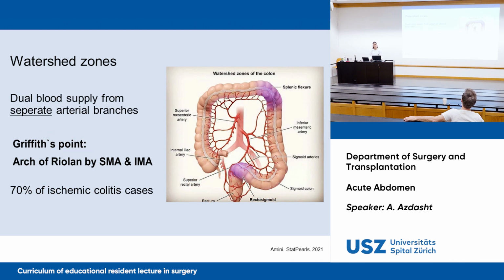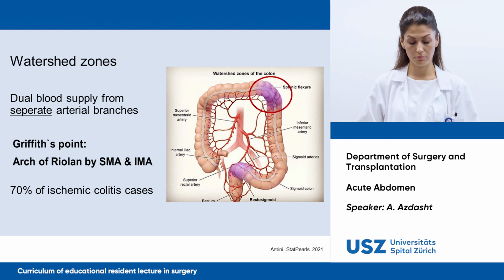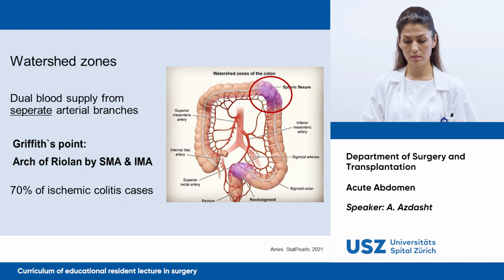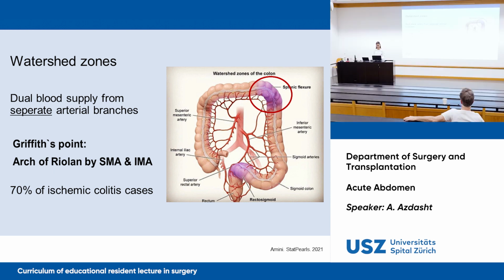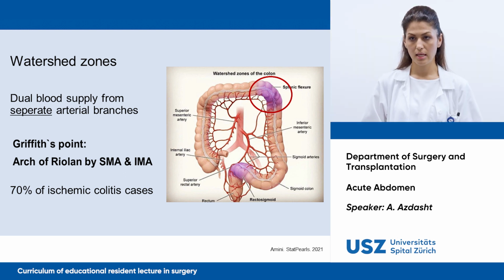In the colon, you find so-called watershed zones, watershed areas, including the splenic flexure, which is called the Griffiths point, and also the rectosigmoid junction, which is called the Sudeck point. And this means that these are regions that are supplied by two major arteries, and the splenic flexure is supplied by the SMA and the IMA. And I find it interesting that in times of blockage of one of these two arteries, these areas are spared out from ischemia because of their dual supply.